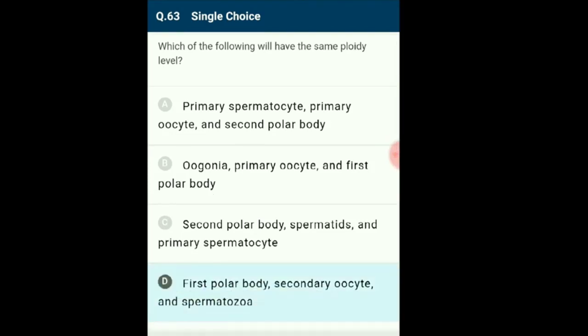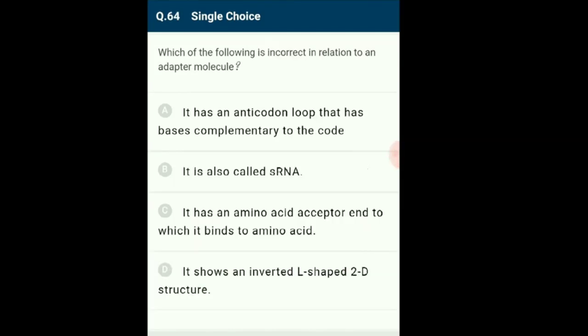First polar body, secondary oocyte and spermatozoa. Question number 64. Which of the following is incorrect in relation to an adapter molecule? tRNA has an anticodon loop which has anticodons complementary to the codons of mRNA. Due to its very small size, tRNA is also called soluble RNA. Amino acid binds to the 3' end of the tRNA. The cloverleaf model shows the basic plan of tRNA.